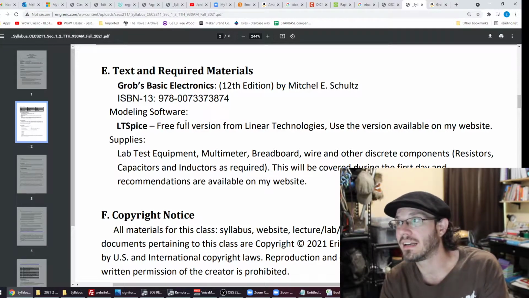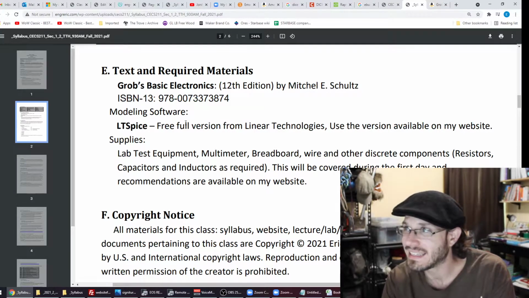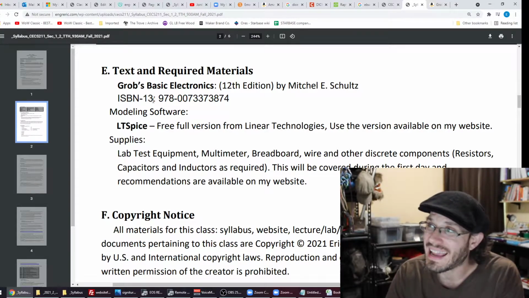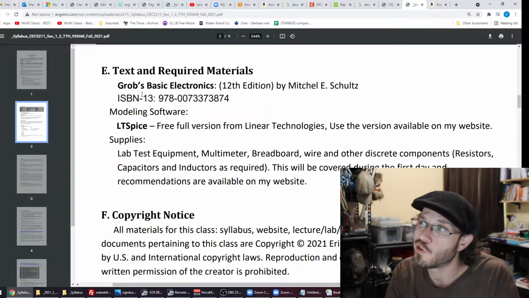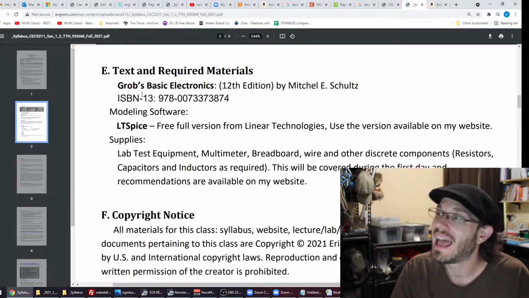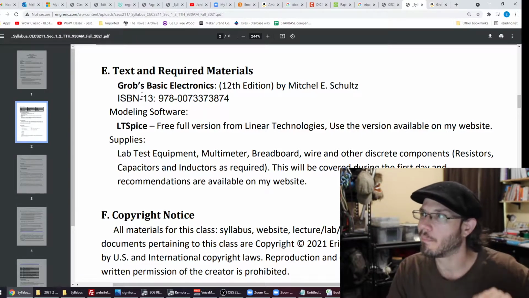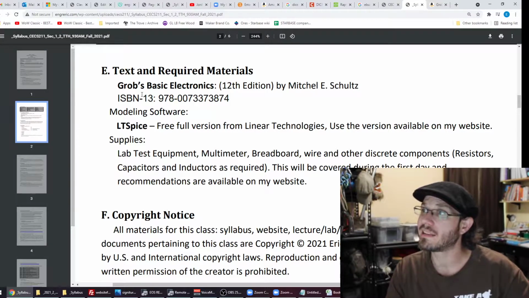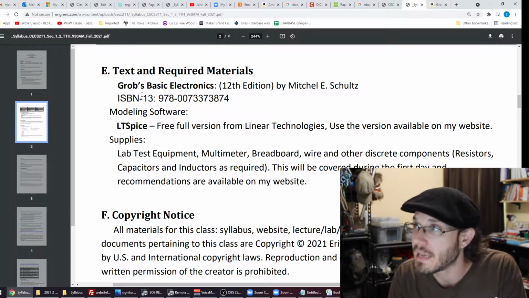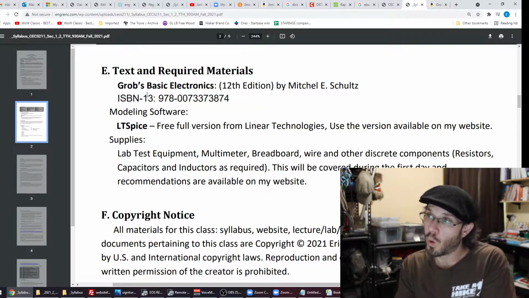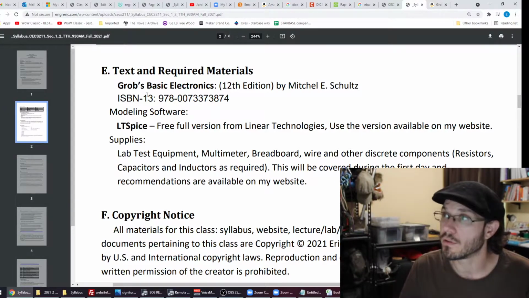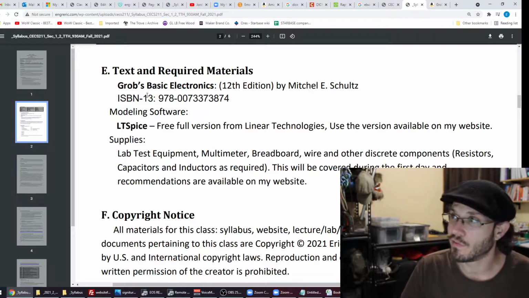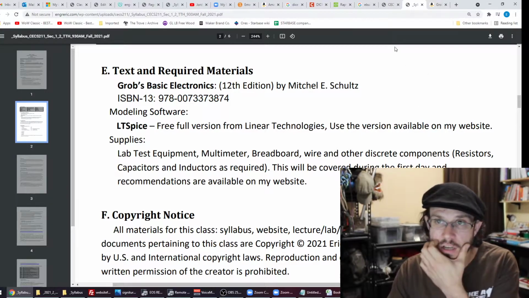And you can get it from Linear Technologies. There's no sign up or anything. You just go over there and download it. That being said, go to my website. It's available for download off of the 211 page. And here's the reason why you want to get my version: I have created components in LT-Spice that we will specifically be using. So if you get the one from Linear Technologies, it's going to be missing things that we will be using. Okay, so you have to get the version from my website. Let me show you where that is.